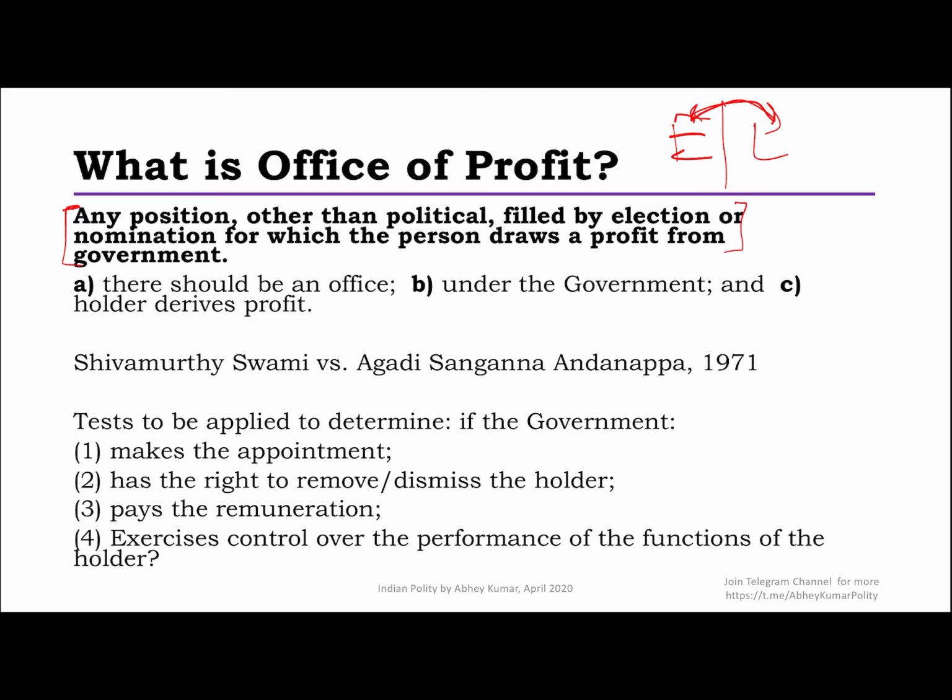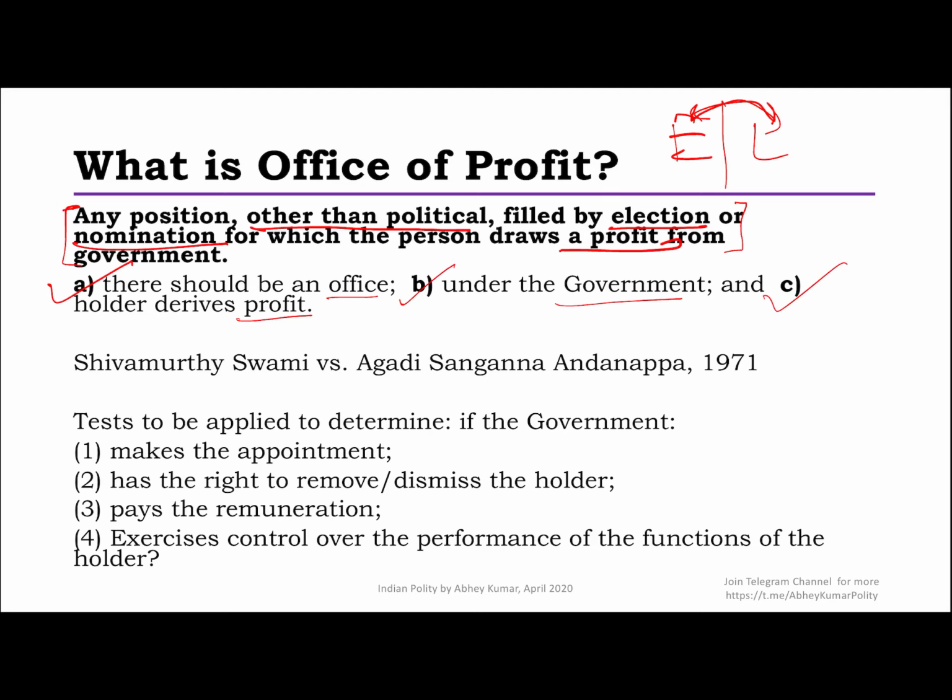So if we want to define what is office of profit, I try to put a definition here for you. As I always say, you should always try and define things in one line. So it's any position other than political, filled by either election or nomination, for which the person draws a profit. So essentially there are three aspects. There should be an office, it should be under the government, and the holder shall derive some profit out of it. Office under the government with a profit, right?